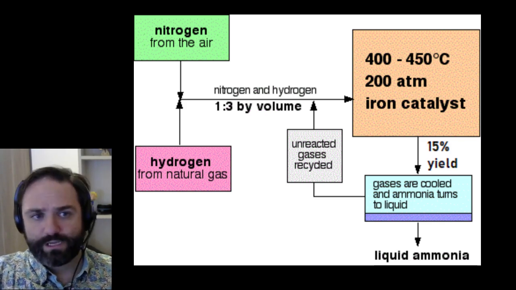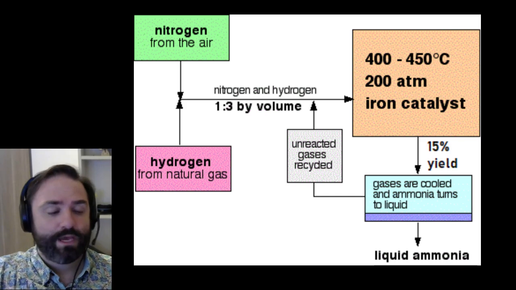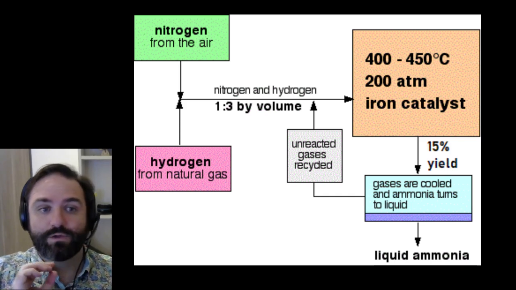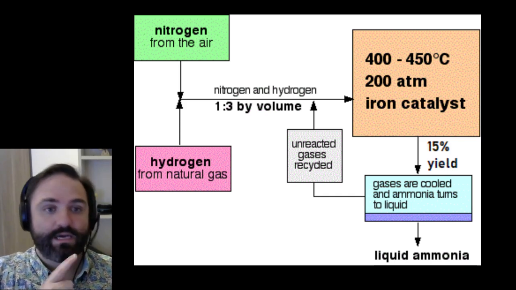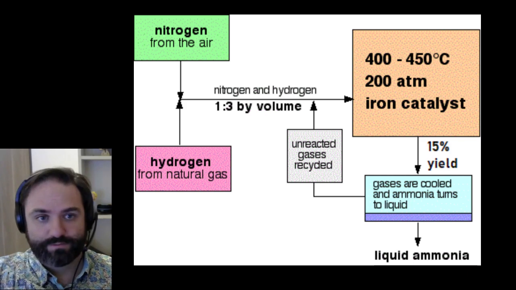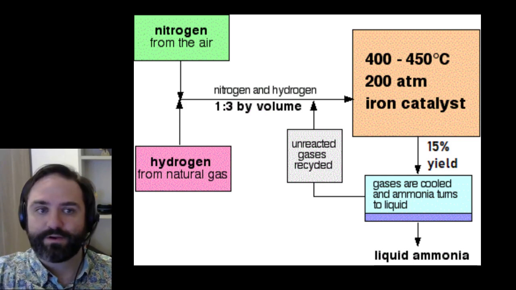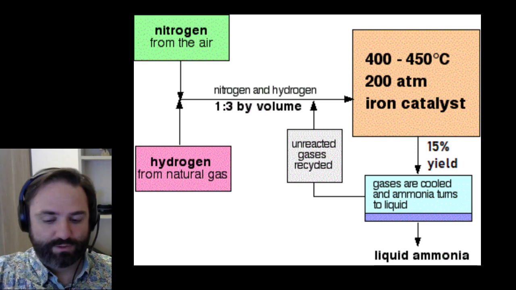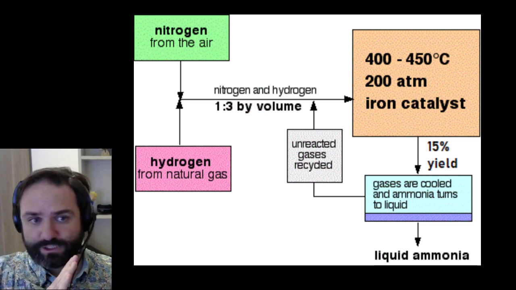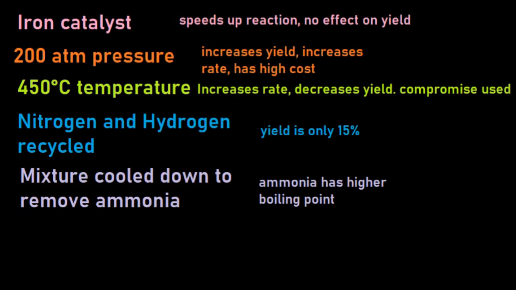15% is quite a low yield, but that's not actually too much of a problem, because the unreacted gases can be recycled. You get another 15% and another 15%. So to sum up the Haber process, you need to know the conditions. You need to know the reasons for the conditions chosen. You need to know how to remove the ammonia. You need to know where to get the raw materials from. And you need to know that the unreacted gases are recycled.